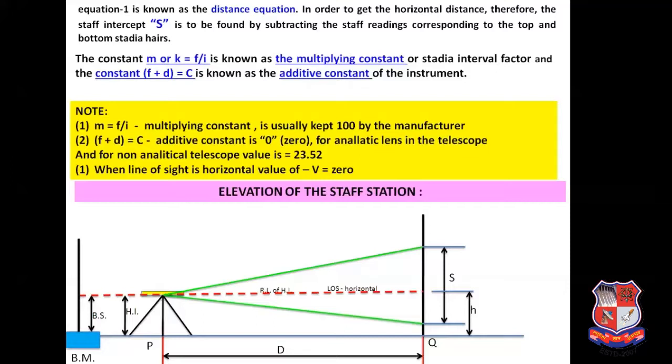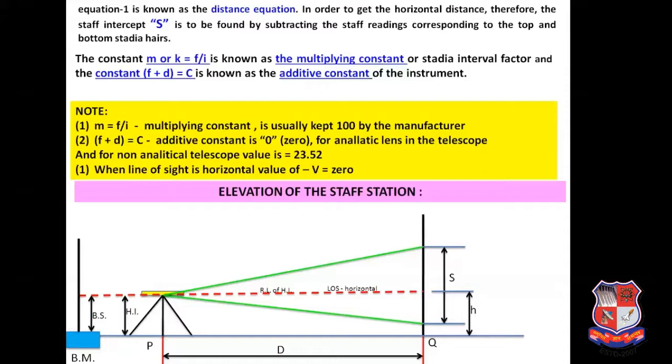M is equal to f upon I, the multiplying constant. The value of M is kept 100 by the manufacturer. f plus d is the additive constant. The value of C is 0 when the telescope is fitted with an anallactic lens, and if the telescope is not fitted with an anallactic lens, the value of C will become 23.52. And the third thing: when the line of sight is horizontal, the vertical intercept V will become 0.